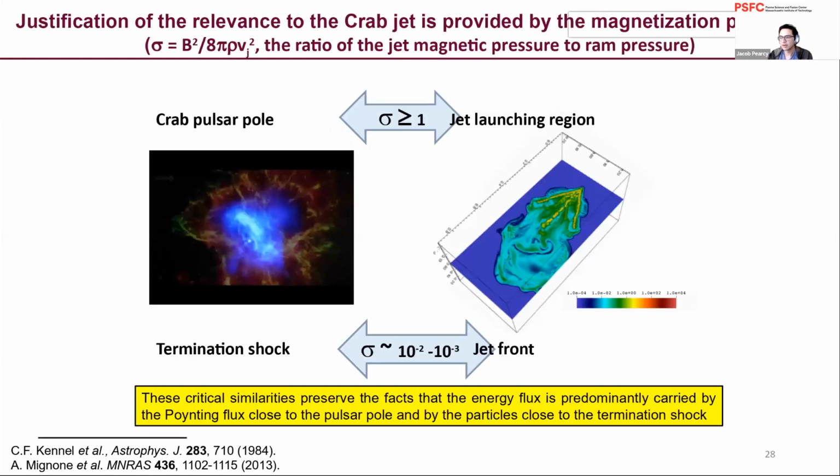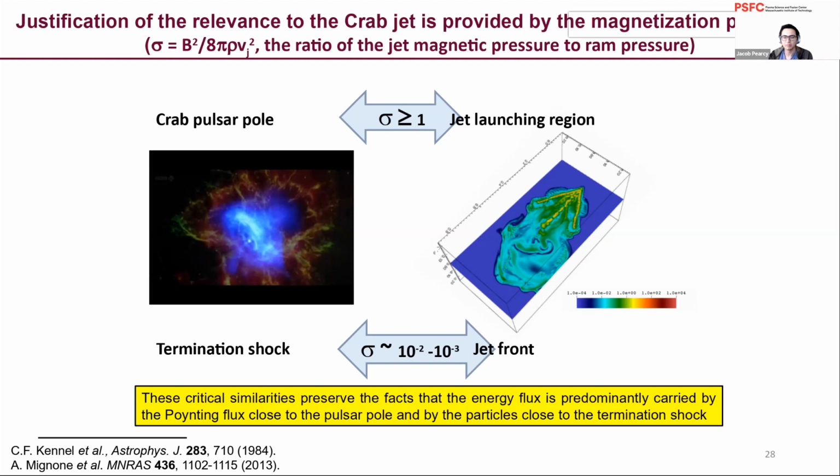So we can justify the relevance of this experiment to the Crab Nebula jet by examining the magnetization parameter, which is basically the extent to which the energy is carried by the Poynting flux as opposed to the particles. So in both the Crab Nebula as well as this experiment, the magnetization parameter is greater than 1 where the jet is launched, which is to say the Poynting flux dominates, and is very small at the jet front, which is where the particles dominate. So we can match that condition quite well here.